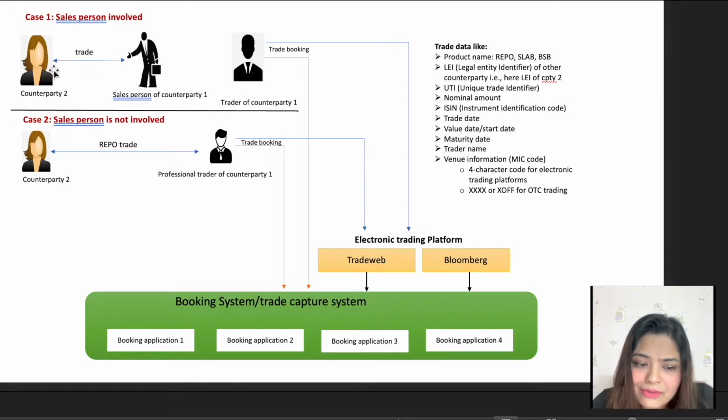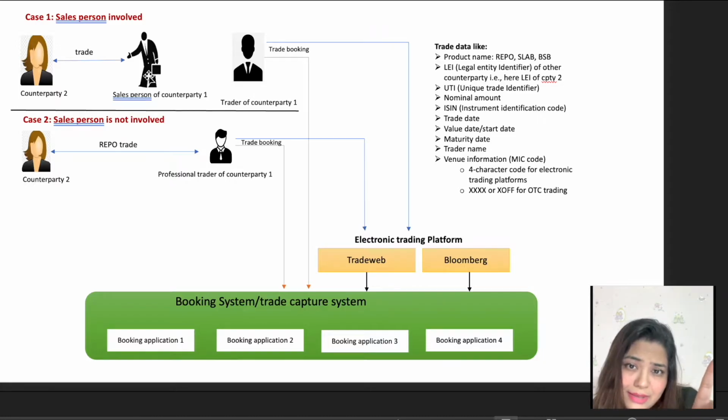Once Aviva agrees, then Aviva and JP Morgan can enter into a trade of, suppose, a security lending and borrowing transaction. That is a SLAB product. If you want to know more about repos and SLAB products, then you can click on the top right corner here to watch my video on it. So back to this slide.